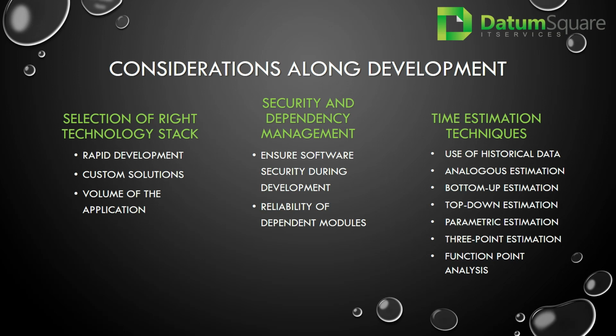Now, we will talk about some considerations that we should keep in mind while doing development. There is no rule of thumb for selection of technology stack for your application development. There are multiple factors which help one in deciding the technology stack. For example, many prefer to use content management systems such as WordPress and Drupal for rapid development, since several community plugins and modules help in building applications rapidly.